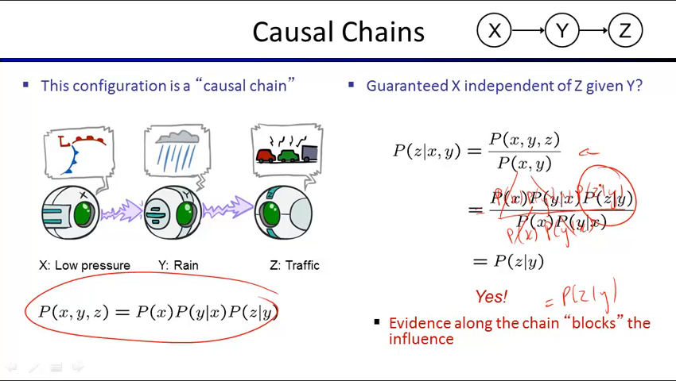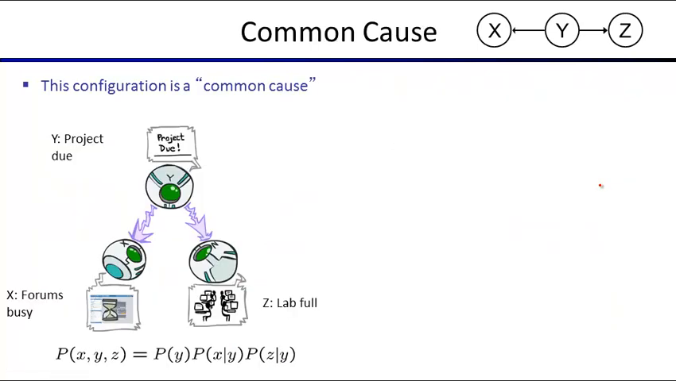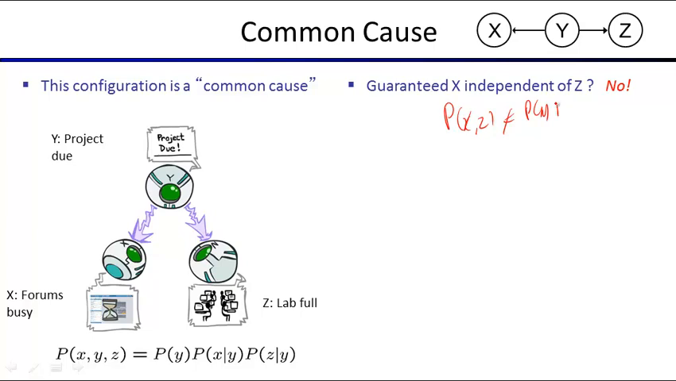Let's do another triple. Common cause. Again, we'll think about x and z when y is observed and when y is not observed. First case, is x guaranteed to be independent of z? Intuition is no, because y is causing x and z in a correlated way, right? And so we would say no. How do we prove that the answer is no? We come up with a counterexample. We have to come up with an example that shows that P(x, z) is not equal to P(x)P(z). How do we find that counterexample?